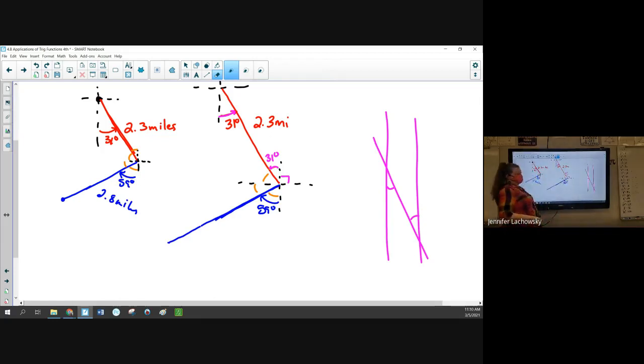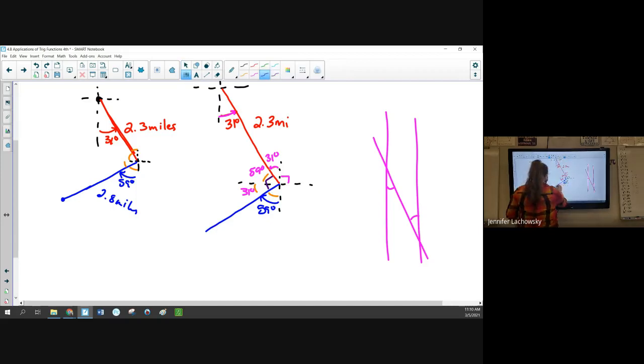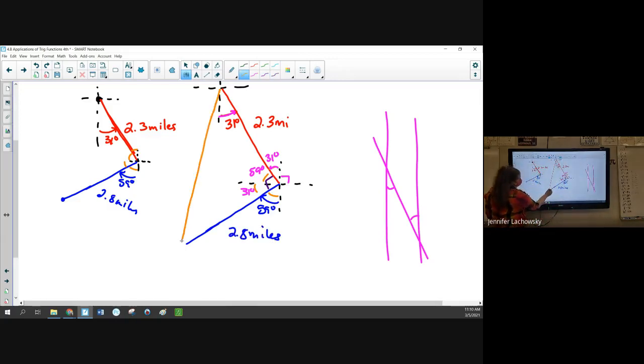If it's 180 degrees and I subtract 90, then I've got 90 left over. Yeah, but that's okay. We can have those. So I've got a right triangle. I didn't really draw it right, but that's okay. That looks more right than before. Okay, 2.8 miles. And so we connect.